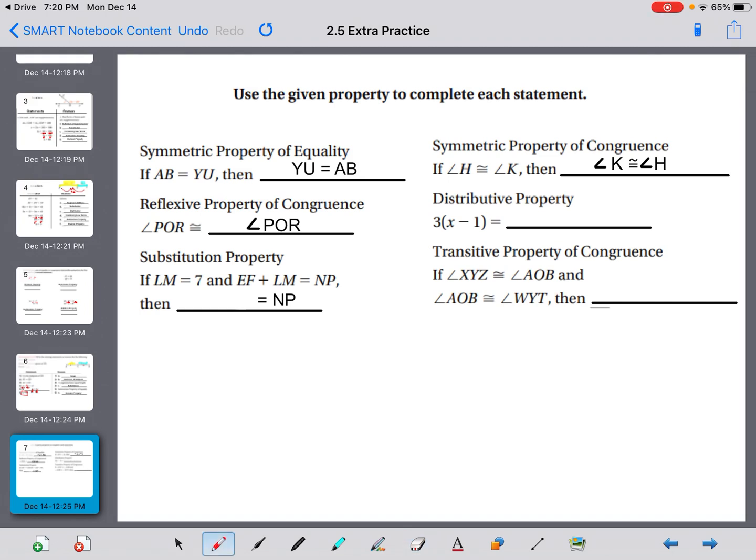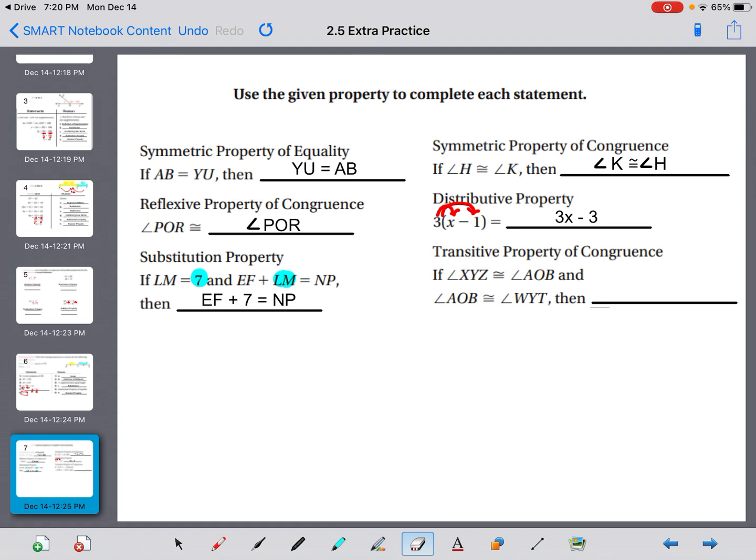Next one is the distributive property. That's something we've been working with. 3 times x is 3x. And 3 times negative 1 is negative 3. Your substitution property. If LM is equal to 7, then EF plus LM equals NP. All they want you to do is replace LM with the number 7. So EF plus 7 equals NP.